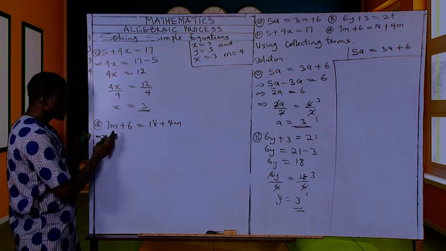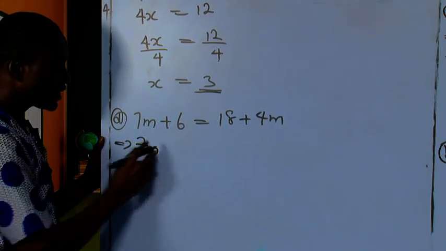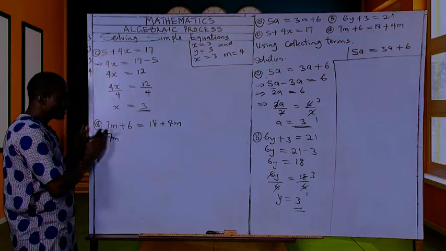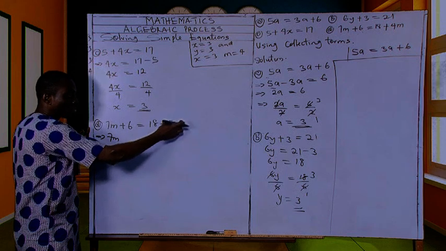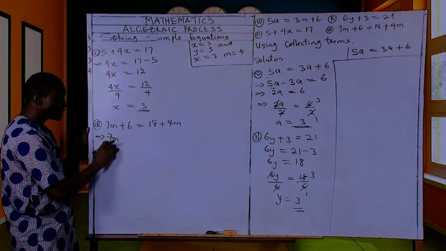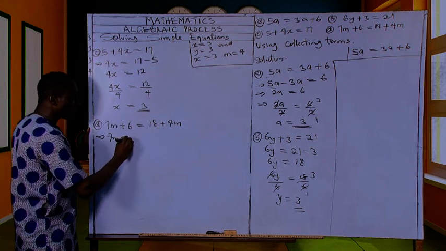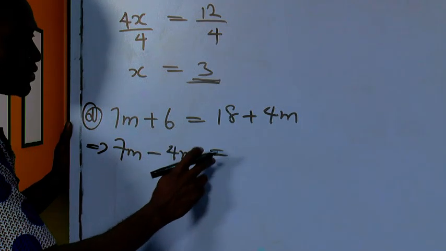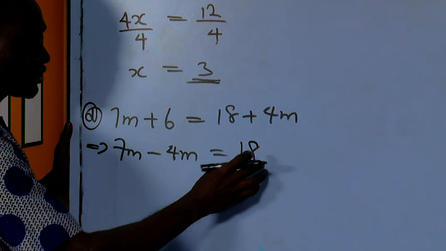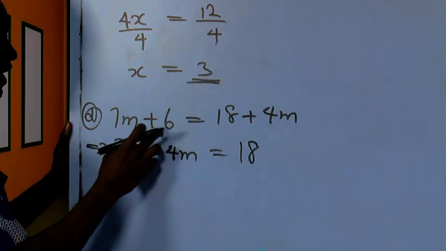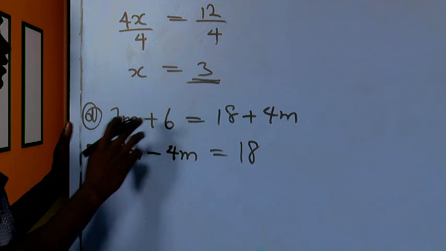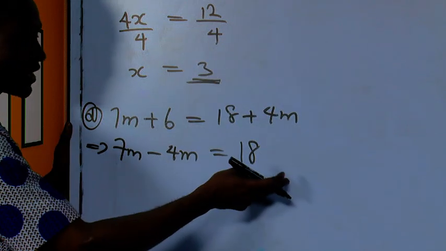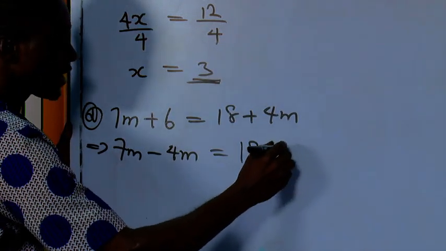Now 7m is already on its right position, that is the LHS, left hand side. It is this 4m that is on the wrong side, so it has to come to this side. Coming to this side, it will now become minus 4m. Okay, now we have our equal sign, which is the bridge. 18 is already on the correct side, but plus 6 is on the wrong side, so it has to go to the other side. Coming to the other side, it is going to be minus 6.